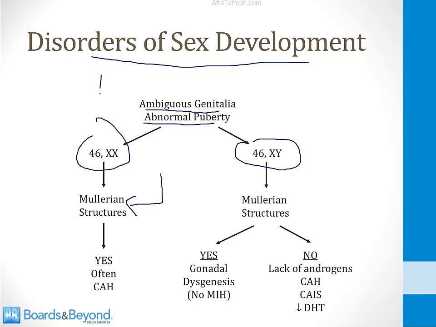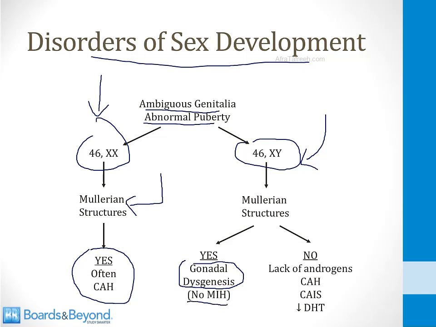So let's consider the case of an XX female who does have Müllerian structures present. This is often due to congenital adrenal hyperplasia. In several of the adrenal hyperplasias, there is an excess of androgens produced from the adrenal gland, and this can lead to development of ambiguous genitalia or abnormal puberty in a child who has two X chromosomes. In the case of a child with an X and a Y chromosome, if the Müllerian structures are present, that means there's some problem with the gonads. They did not develop normally, and there was no secretion of Müllerian inhibitory hormone.